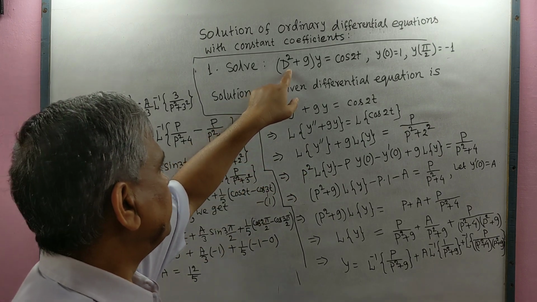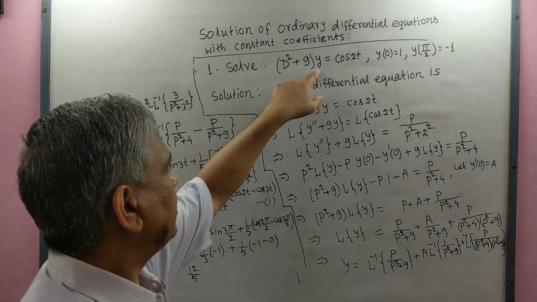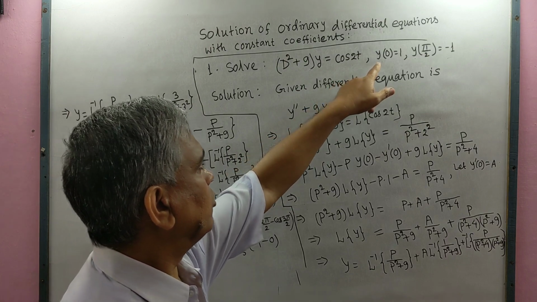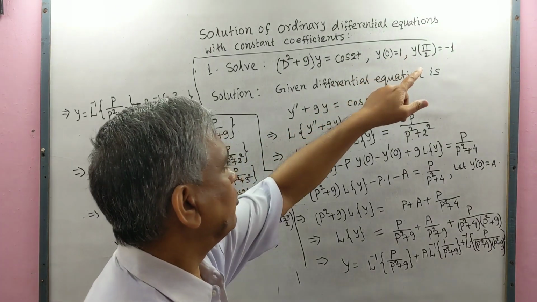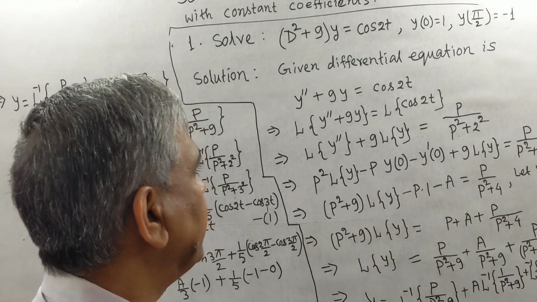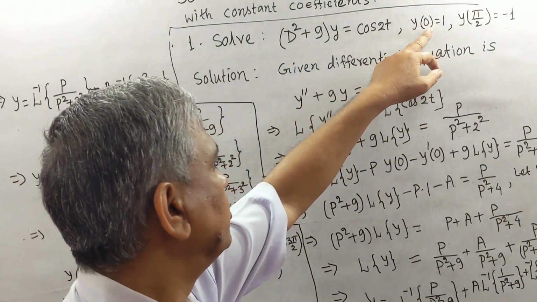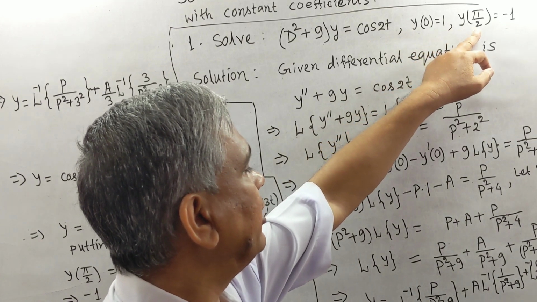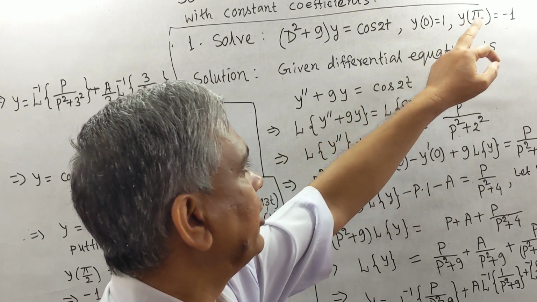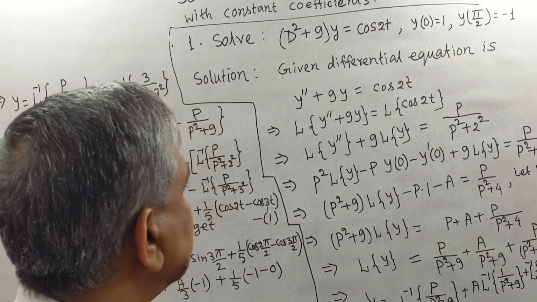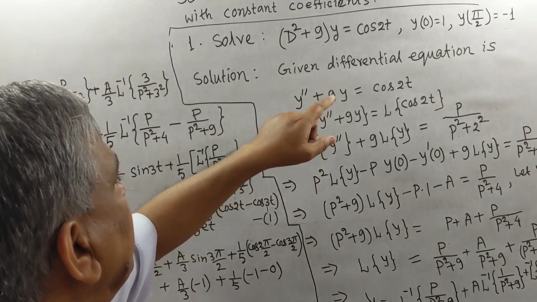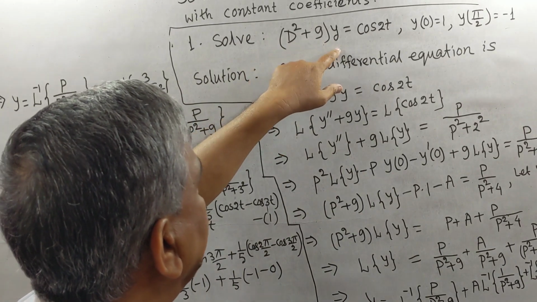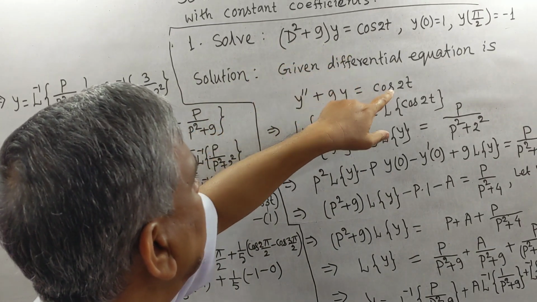The given problem is D square plus 9 y equal to cos 2t, given that y(0) equal to 1, y(pi by 2) equal to minus 1. That means when t equal to 0, then value of y equal to 1. When t equal to pi by 2, then value of y equal to minus 1. The given differential equation is written as y double dash plus 9y equal to cos 2t.